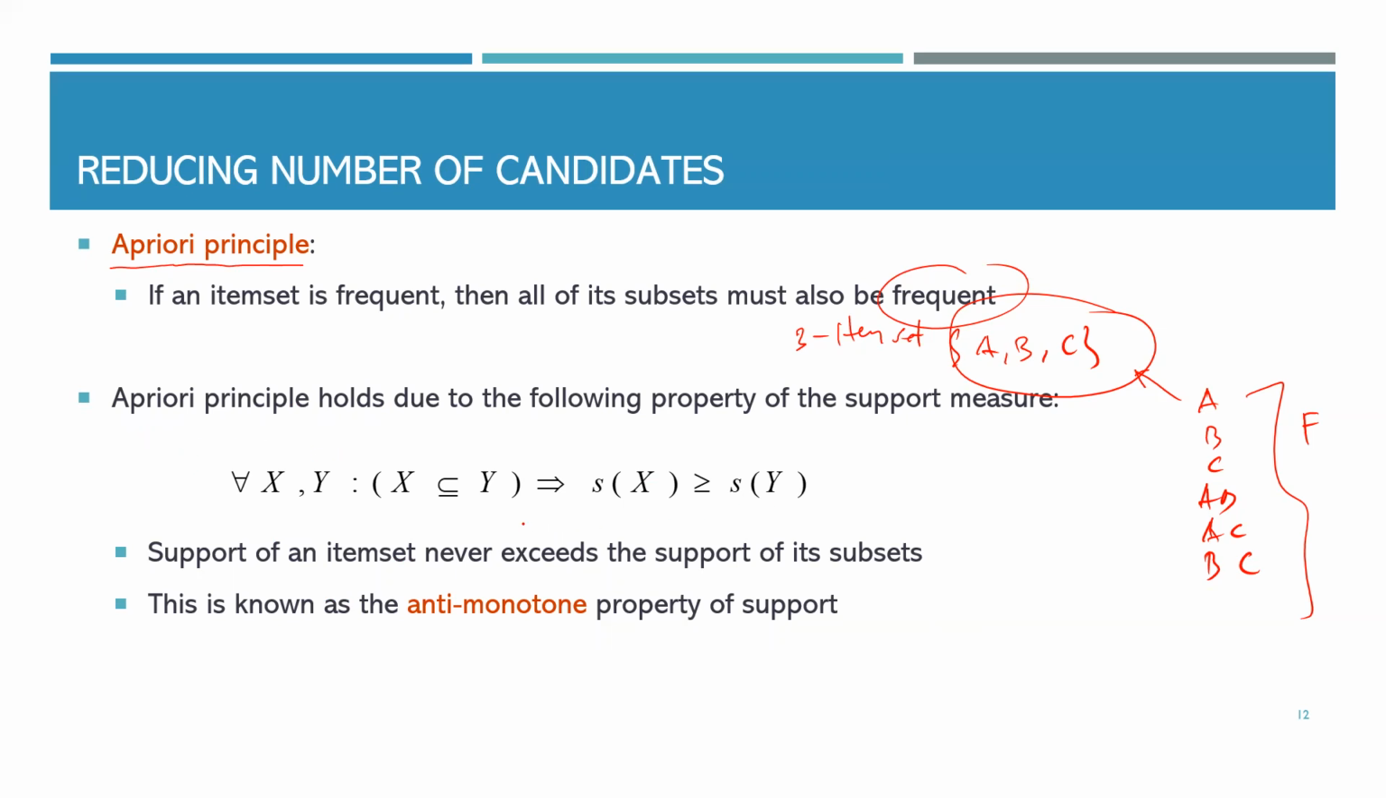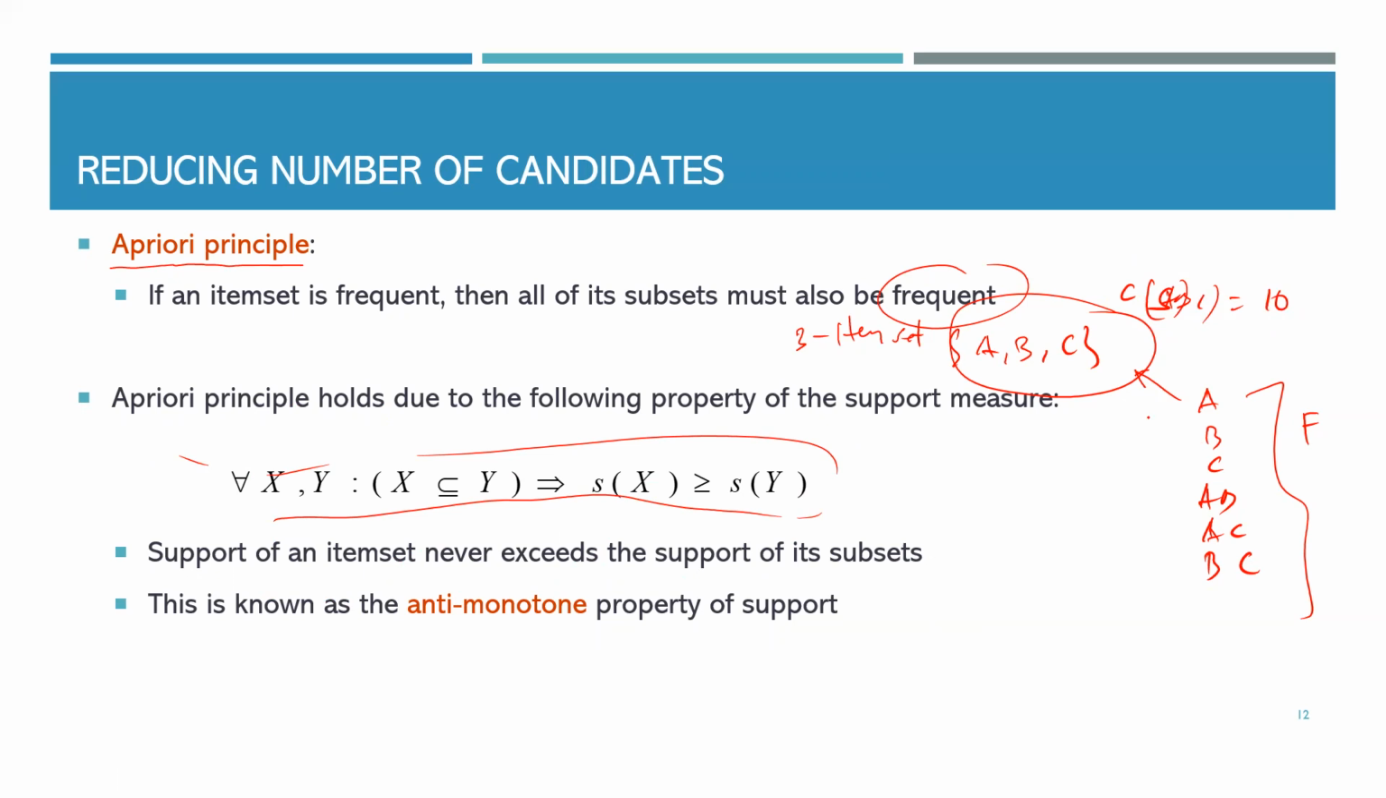The Apriori principle holds due to the property of the support measure. Mathematically speaking, the support of an item set never exceeds the support of its subset. Let's say we use support count to make it simple. The support count of ABC, for example, is 10.